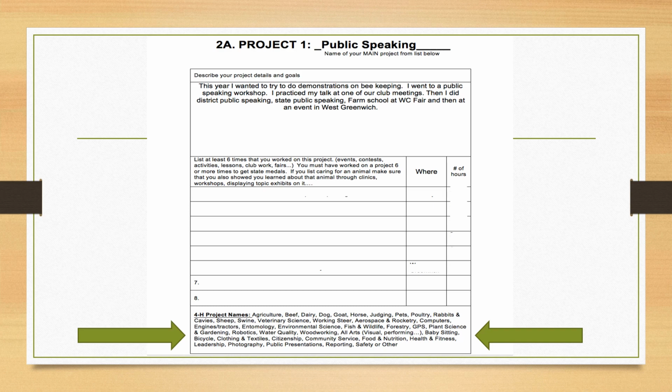You must have worked on this project at least 6 or more times to get a state medal. You cannot add things that work for other credits, so you can't add something that counts as a school project as well. How you list this is by telling us what you did, where you did it, and for how long.